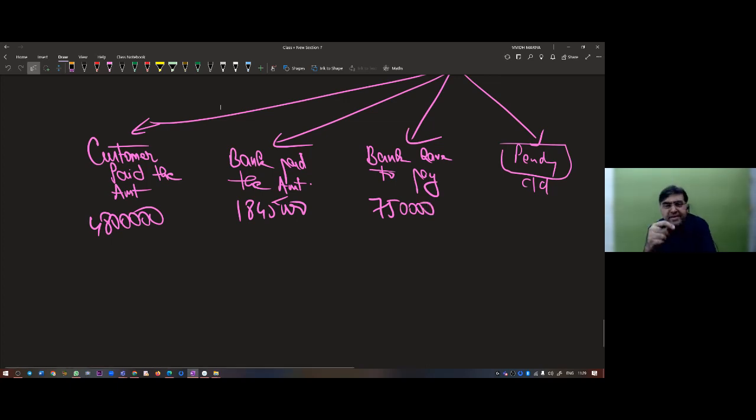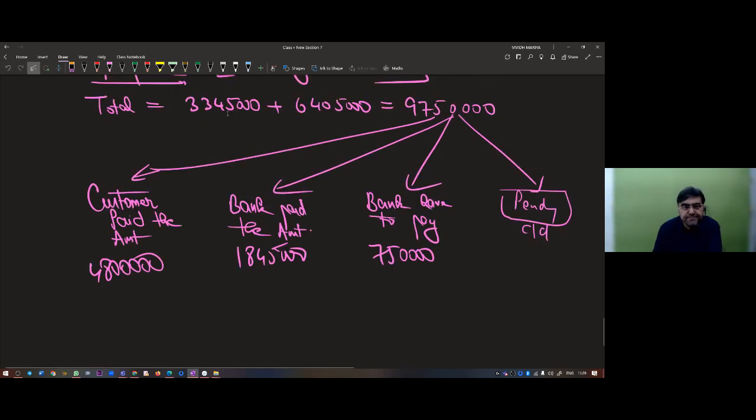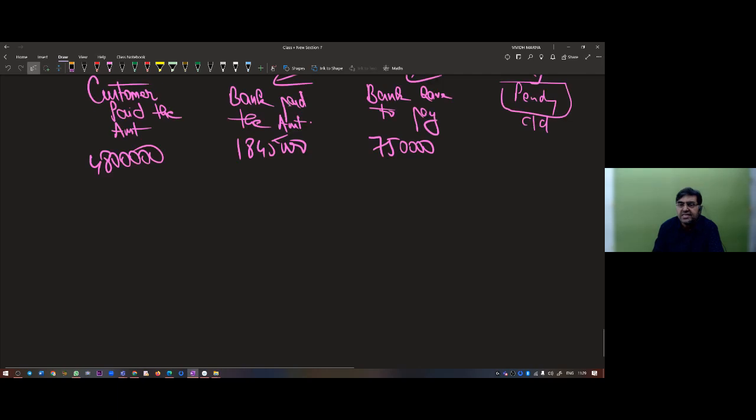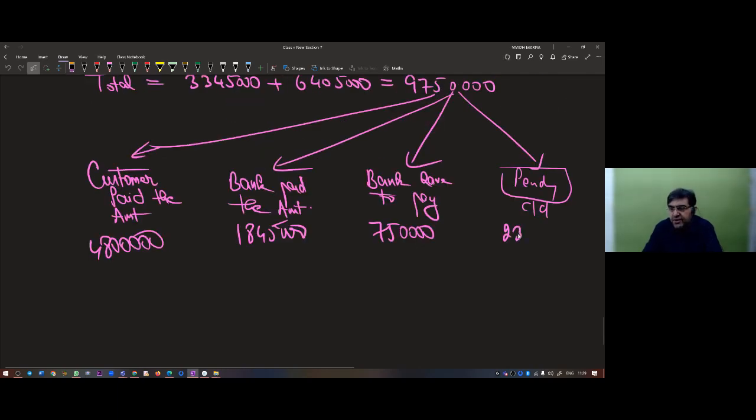Don't ask me to repeat the things. You can see the recording later. 12, 7.5, 23.55. Now status is pending. Contingency is still there. The grand total is 97.50 lakhs.